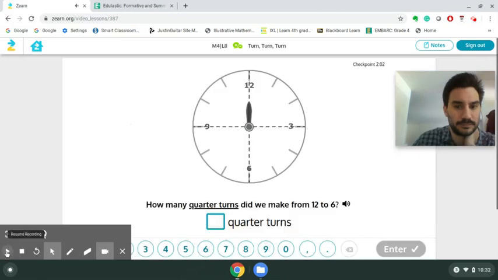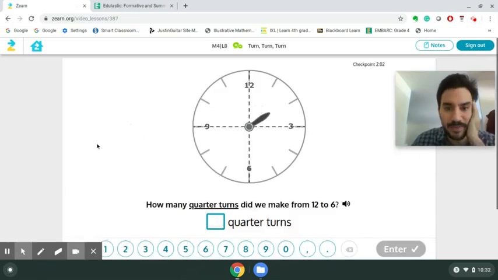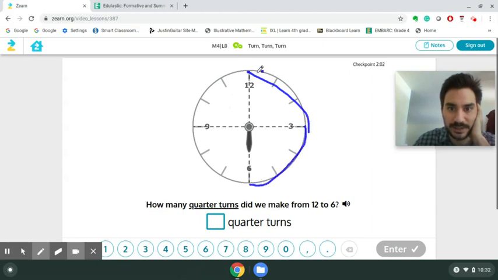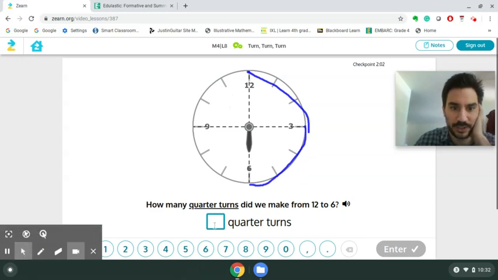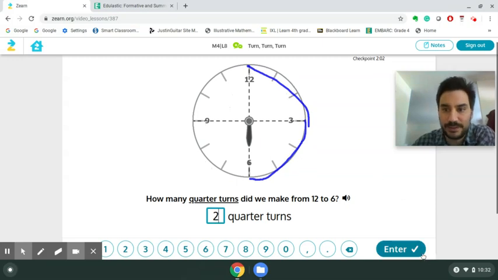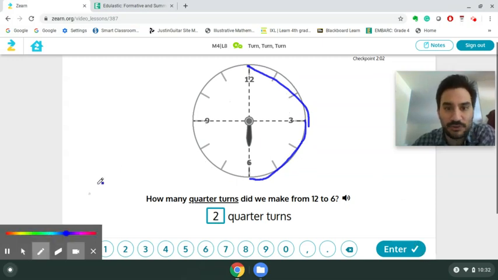How many quarter turns did we make from 12 to 6? So this time we're going from 12 down to 6. Let's go around our arc. 3 to 6. So we made 2 quarter turns. 2 quarter turns around our clock. Can you start to guess what degree that would be?